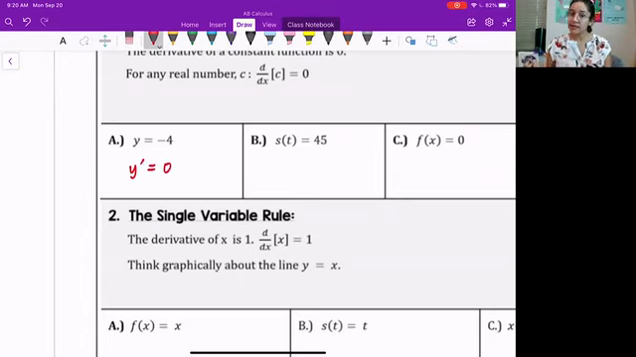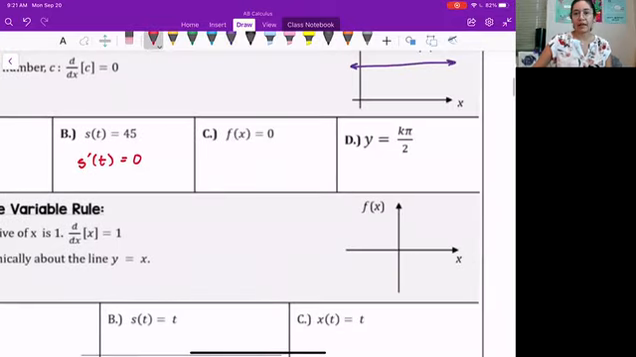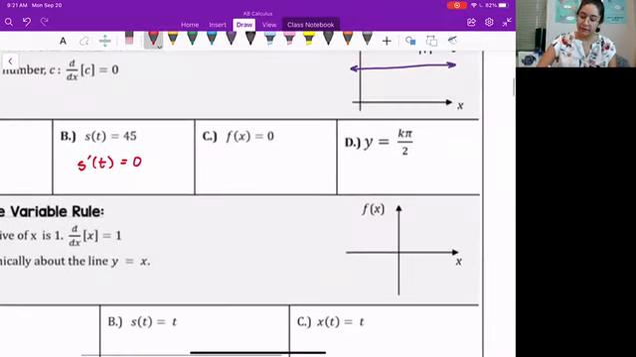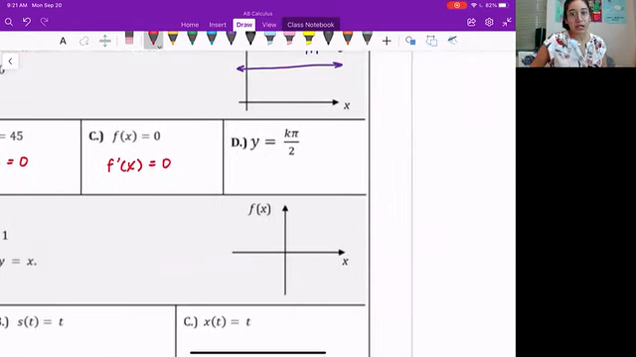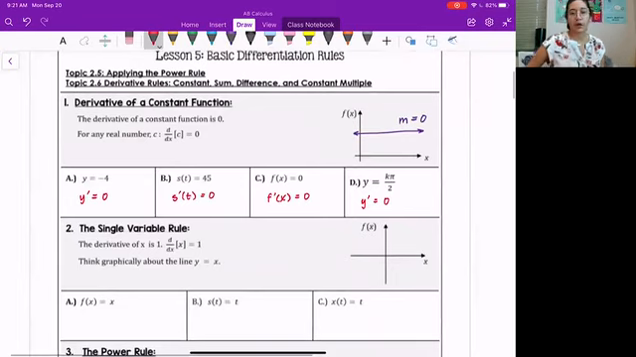Okay, on B, I had s of t. So the derivative would be s prime of t is 0. Okay, on C, I had f of x. The derivative would be f prime of x is 0. Okay, now on this last one, part D, k usually represents a constant. And remember that pi is just a number. So everything here is just a constant number. The derivative is 0. Okay, the derivative of a constant function is 0. Okay, so there's the first one.